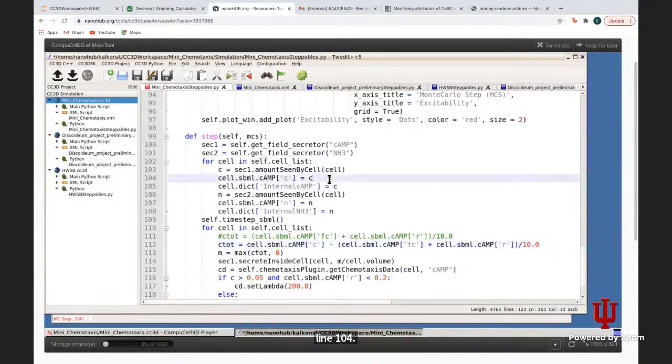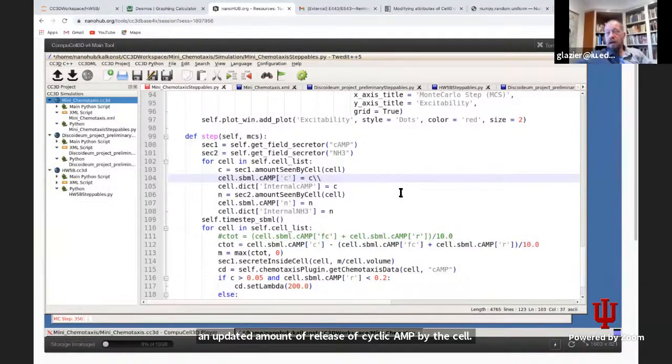So the ODE model gets an updated amount that the cell is exposed to. And then the ODE model is integrated one step that updates FC and R. And then there's, in turn, an updated amount of release of cyclic AMP by the cell. Okay, so I think what's happening is exactly, I think you've got it.